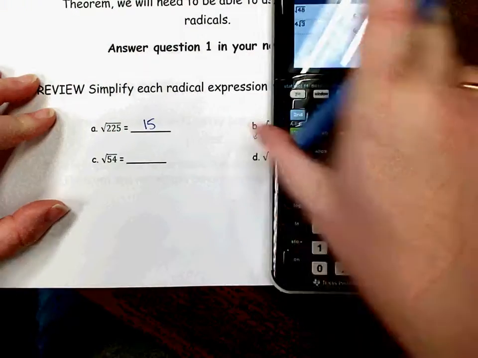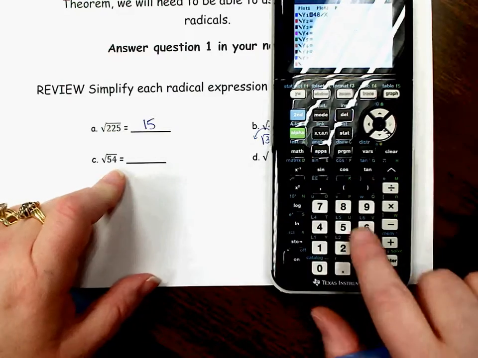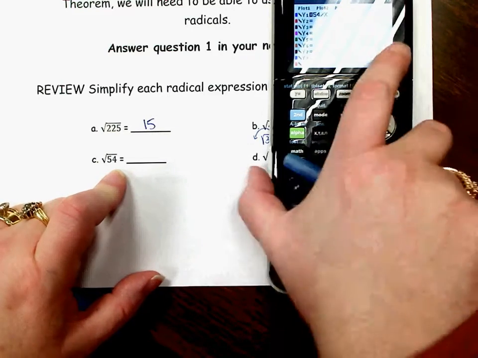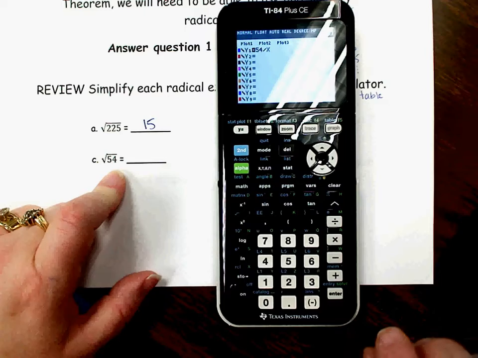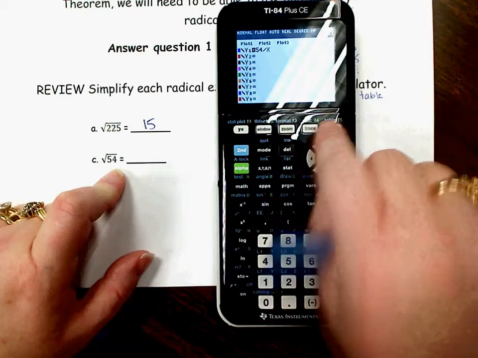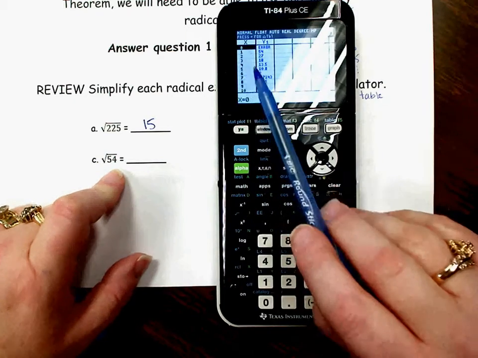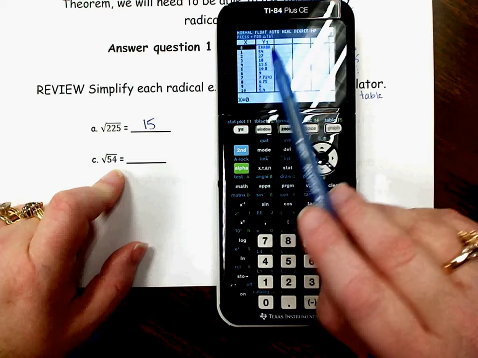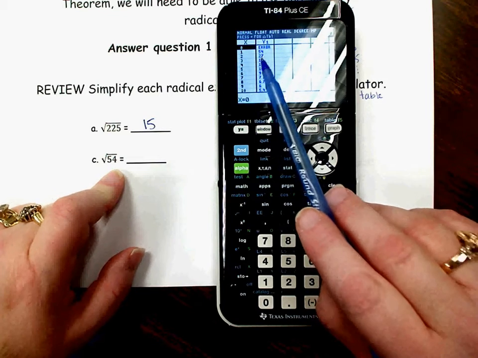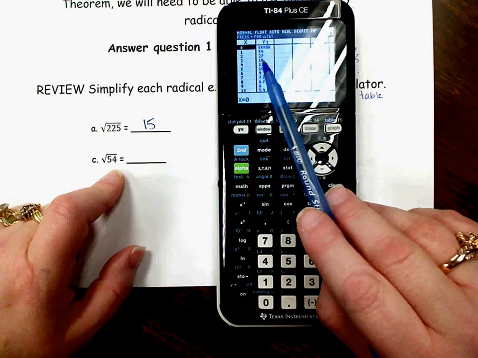So we're going to go to our y equals, and instead of 48 divided by x, we want 54 divided by x. We're going to look in our table. Remember, we're looking for perfect square factors, not 1 though. 2 and 27 are not perfect squares. 3 and 18 are not. We definitely don't want decimals.